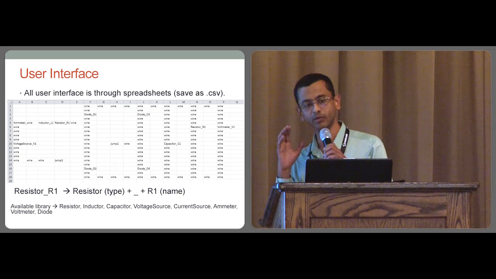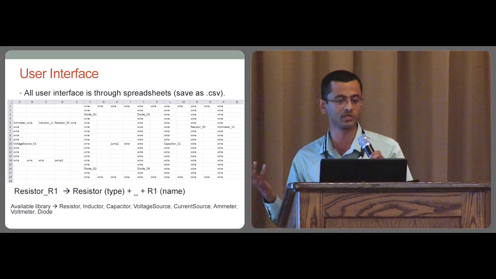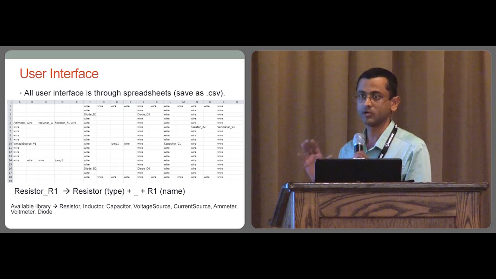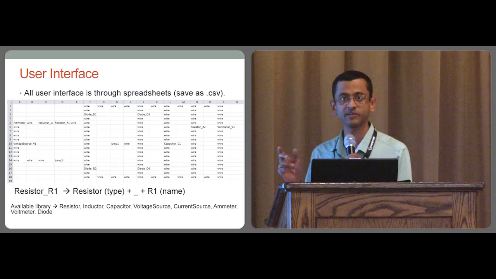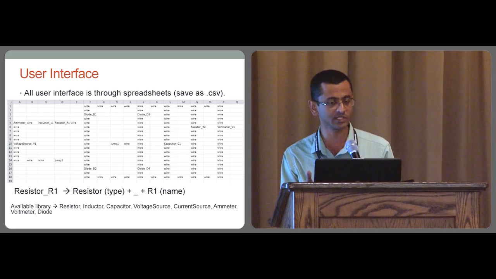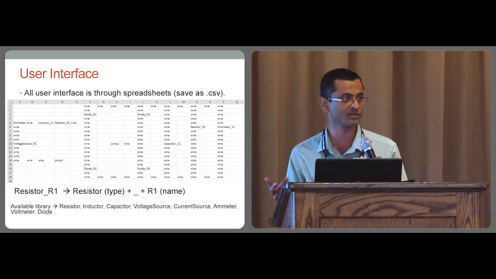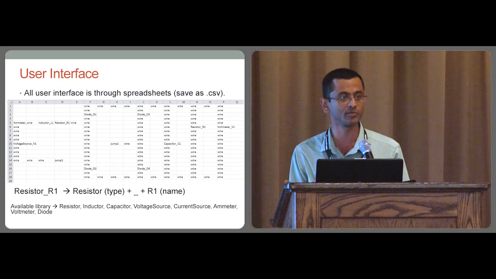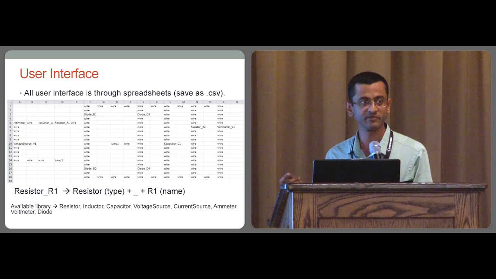So I'll talk about the user interface. I can't go through the code right now, but I'll be talking to anyone who wants to know about it. Now, there is no GUI, no graphical user interface. The entire user interface is through spreadsheets. If you want to describe a circuit, you describe it using a spreadsheet. I've used Microsoft Excel and also OpenOffice. They work OK. You need to save it as a comma-separated variable file.